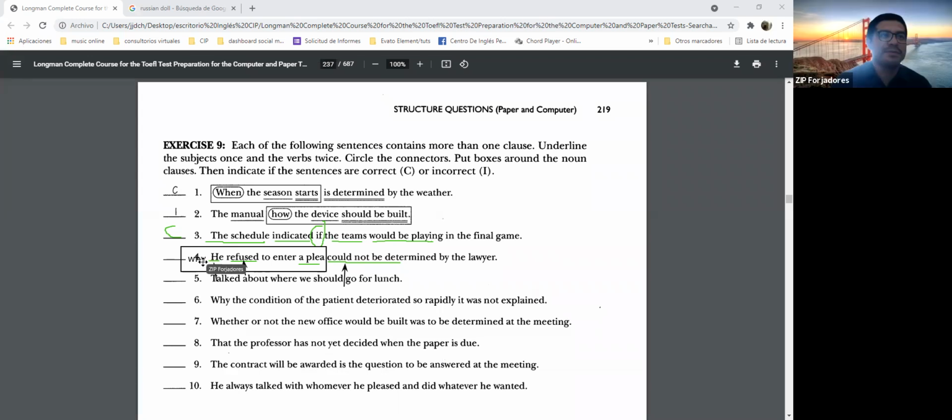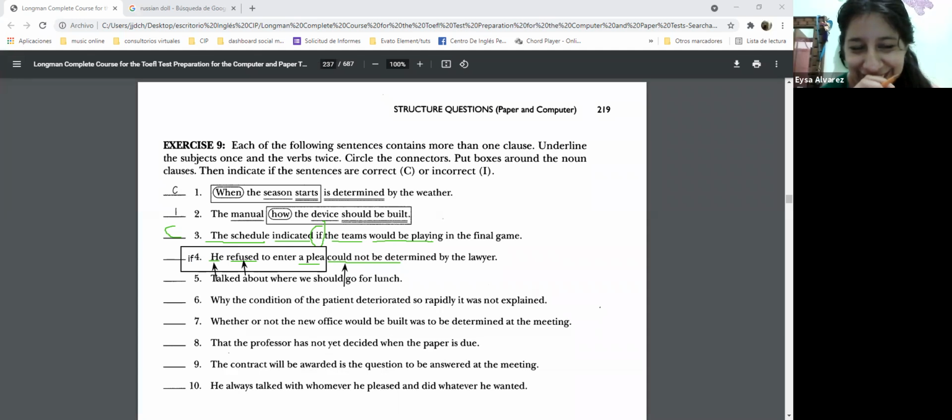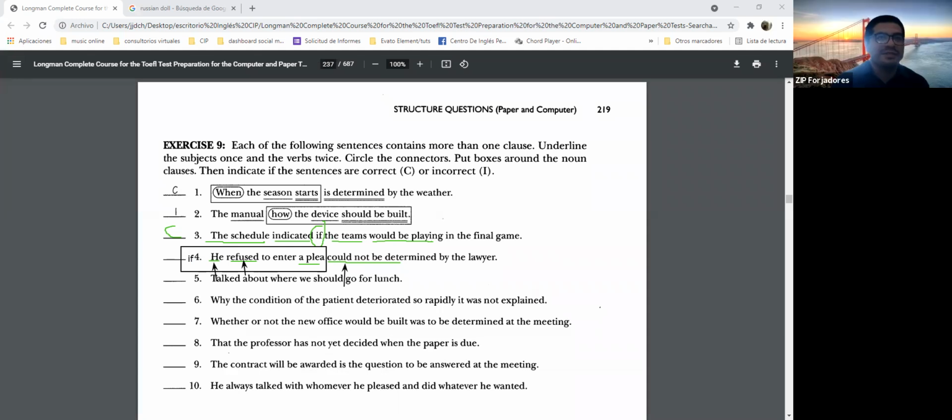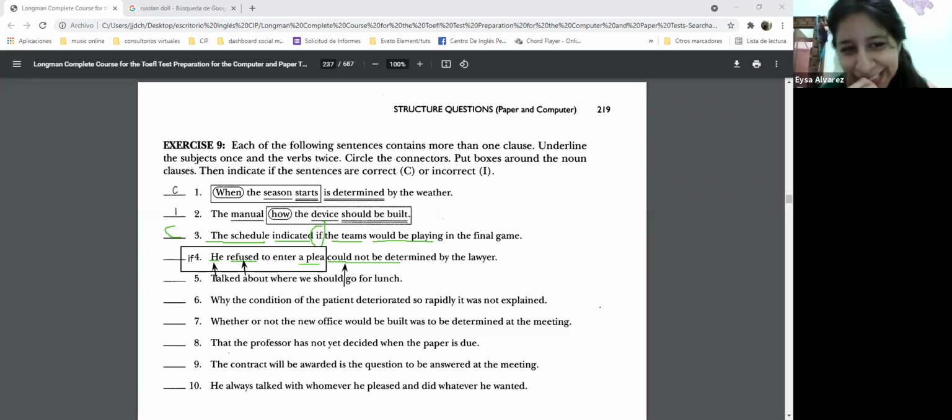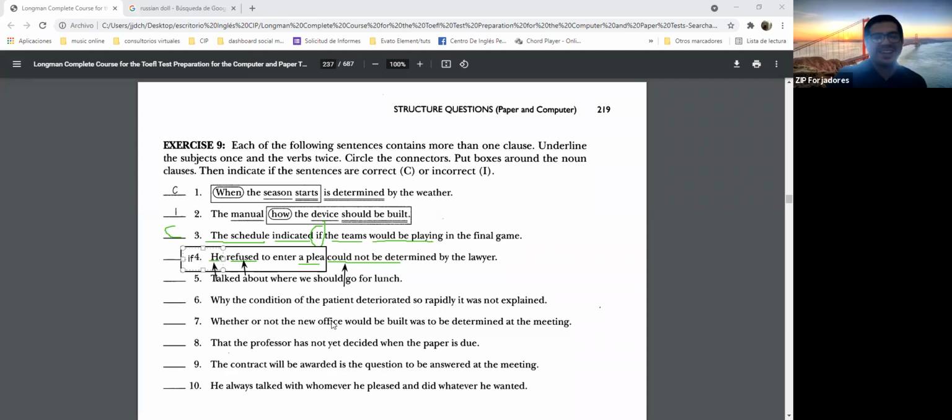Okay. Pero si ponemos if, let's try if we put if. Si él rechazó entrar a una petición, pudo no ser determinado por el abogado. Ok, podría ser. Maybe. Pero creo que suena mejor con why. All right, it could be. Yes, it could be. Very good. All right, so let's go with number 5, please.